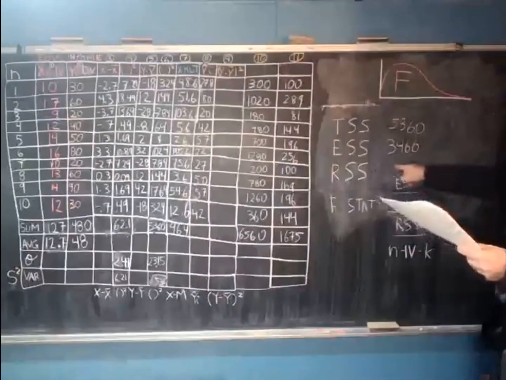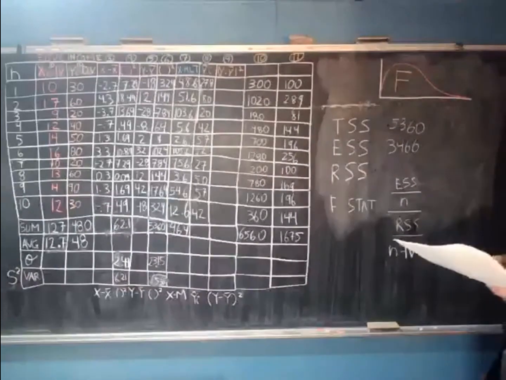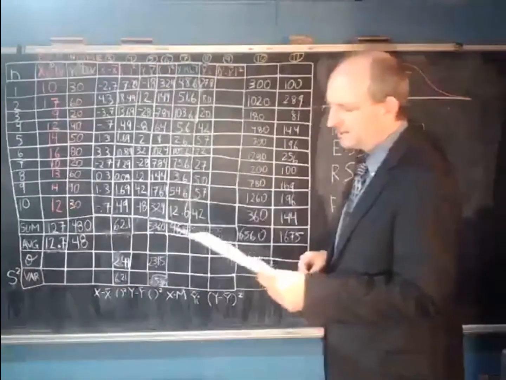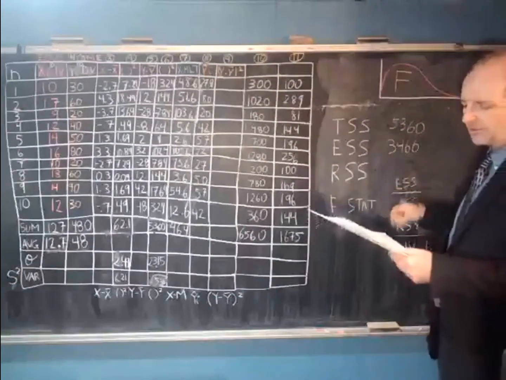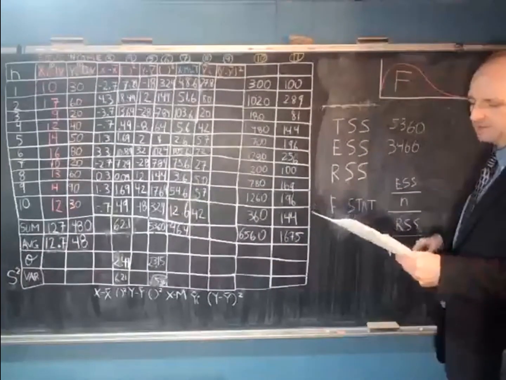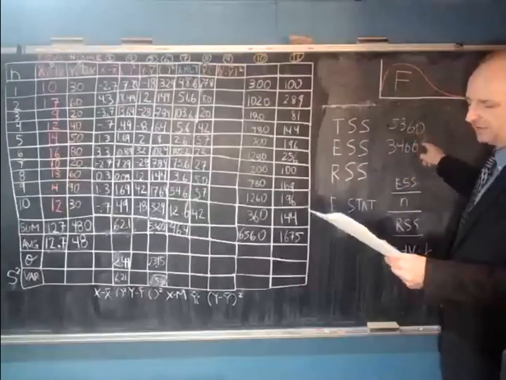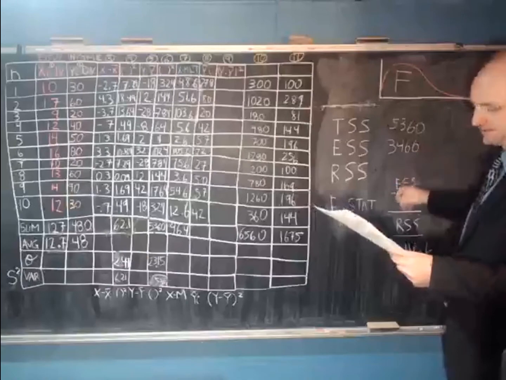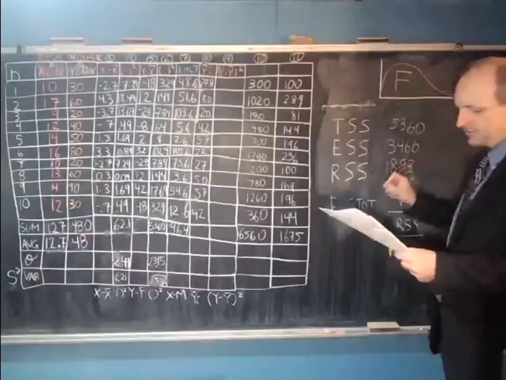And the next component is the residual sum of squares. It's the part that we have not explained. It's basically the TSS minus the ESS, or column 6 minus column 14. It's going to be 5360 minus 3466, and that's going to leave us with 1893. All right, so that's RSS.